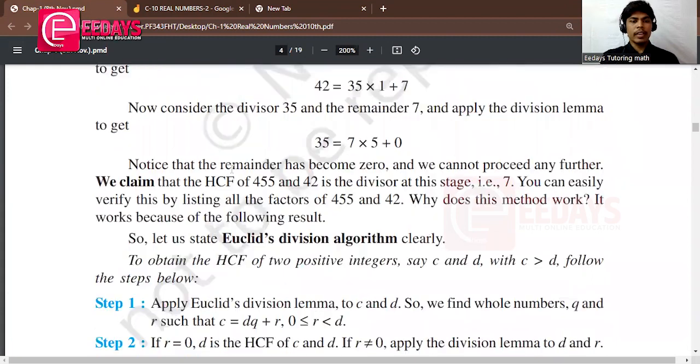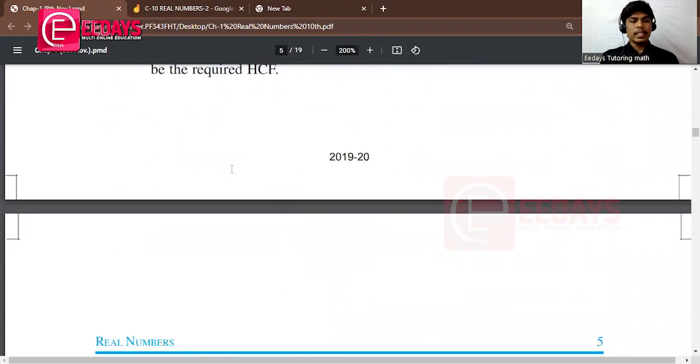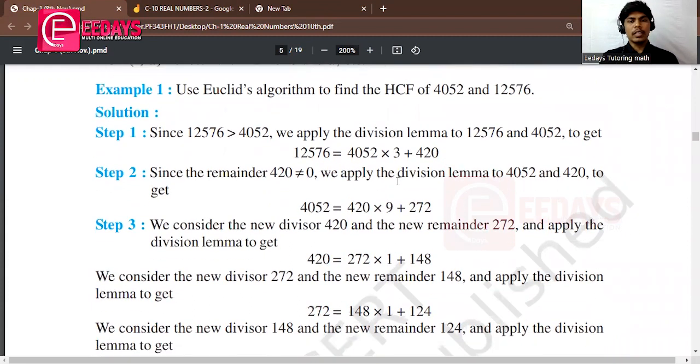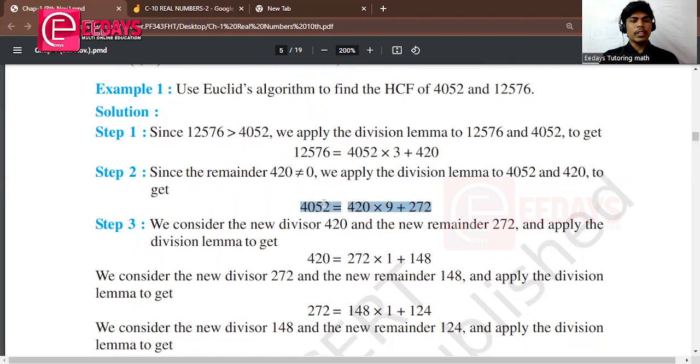We completed all those things and solved a few examples on how to find the HCF using the Euclid division lemma method. Try to recall the HCF of 4052 and 12576. You take the bigger number and do the division method. Take the divisor 4052, with 12576 as the dividend, and then substitute the remainder as the new divisor. After solving, you'll get the remainder 272. Now the new divisor is 272.